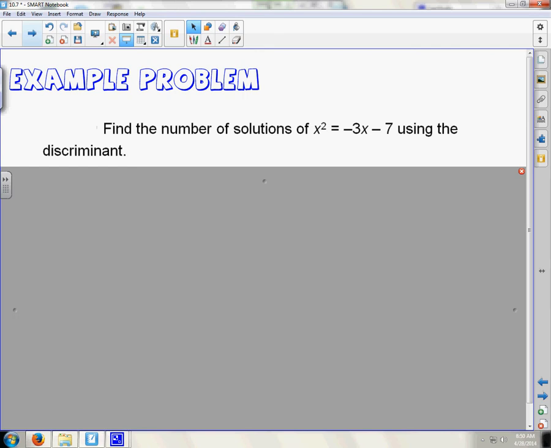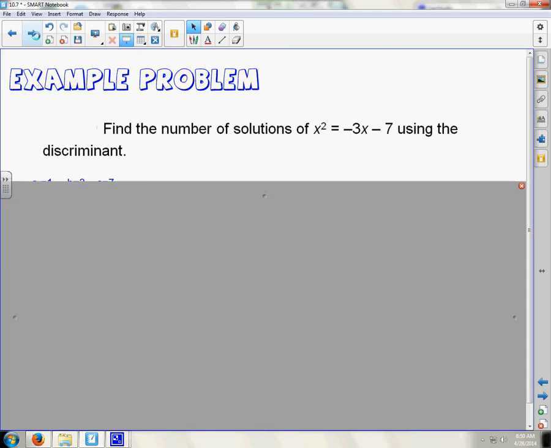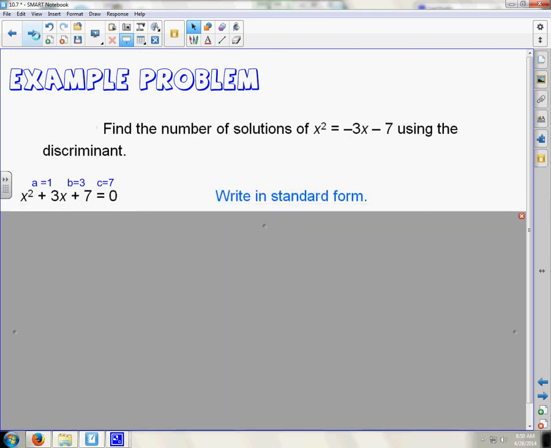Okay, so here's an example. Find the number of solutions of x squared equals negative 3x minus 7 using the discriminant. So, first you need to write it in standard form. So they added the 3x and they added the 7. You want to add everything over to the x squared.